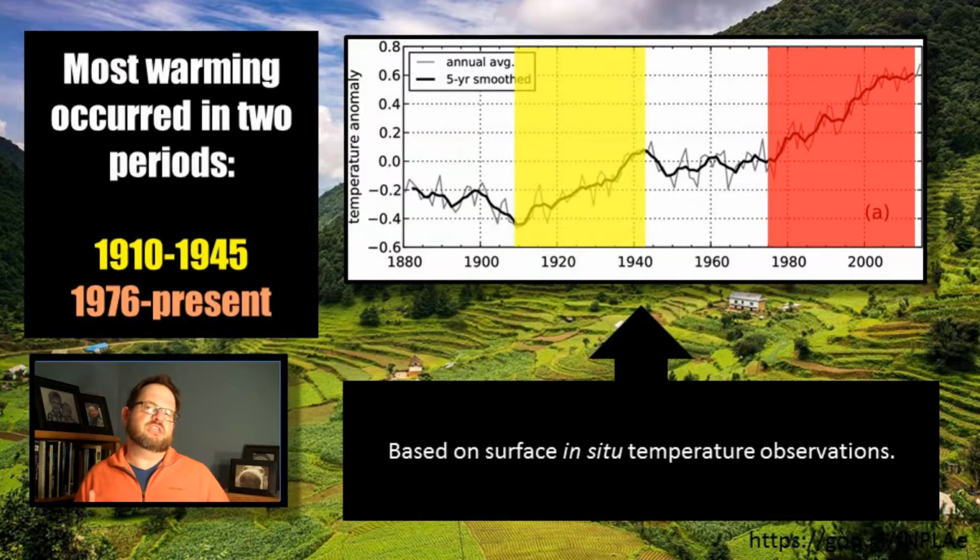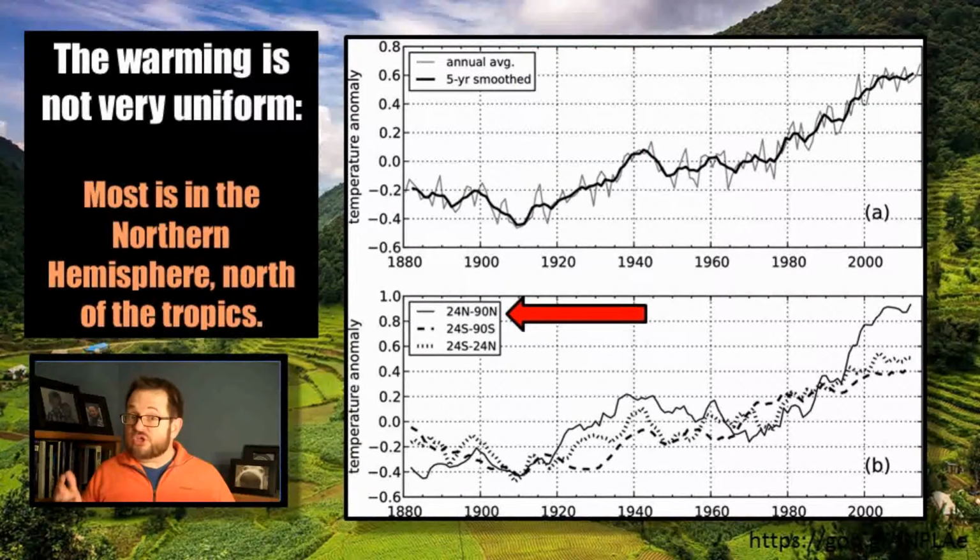There are some paragraphs in the IPCC report that talk about the fact that the warming seems to have happened in two main periods. There seems to be a period between about 1910 and 1945 where the world warmed up quite a bit, and then the world sort of maintained that temperature from about 1945 to about 1976, and then from 1976 on, the in situ temperature observations say that we have been warming at a relatively fast rate. The warming is not very uniform.